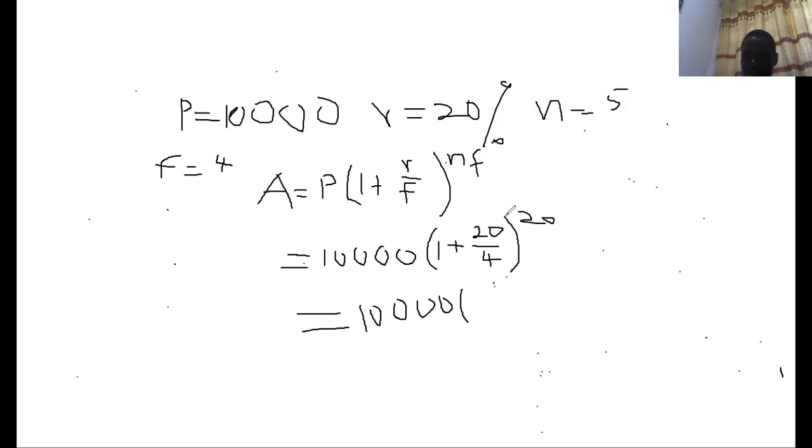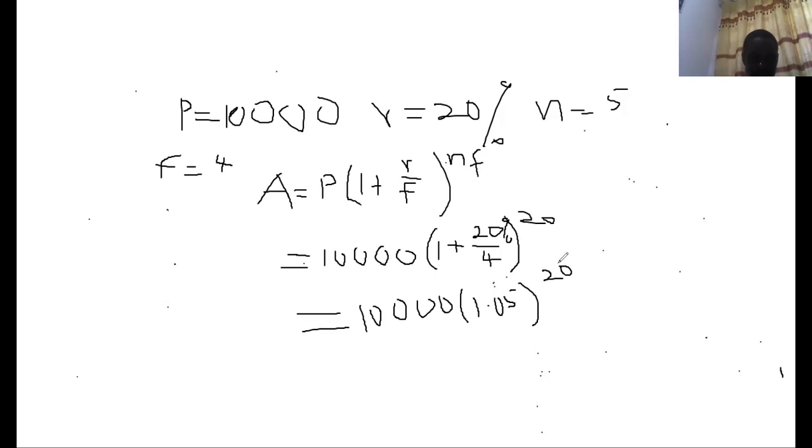You see, so when you have done all this, 10,000, you know that 20 over 4 is 5. So remember, this is in percentage, so let me put the percentage. Okay. And 5% will be 0.05, plus 1 will be 1.05, raised to 20.